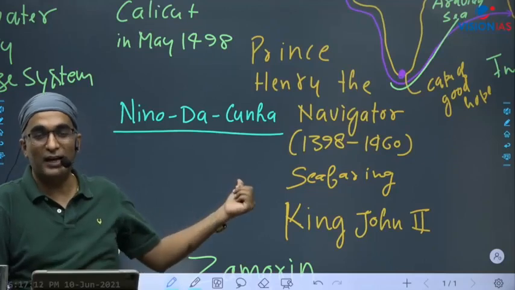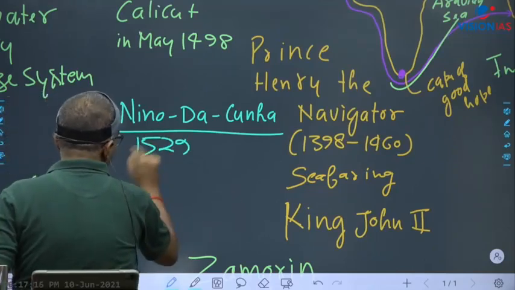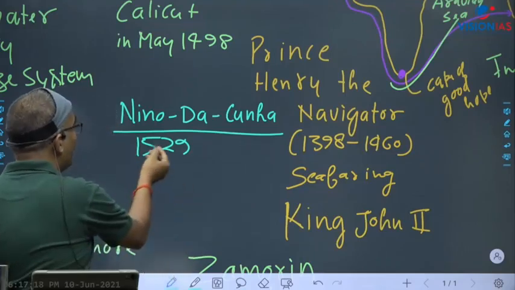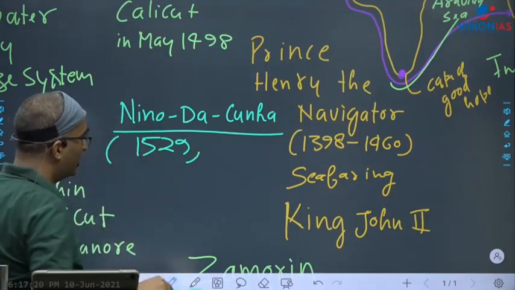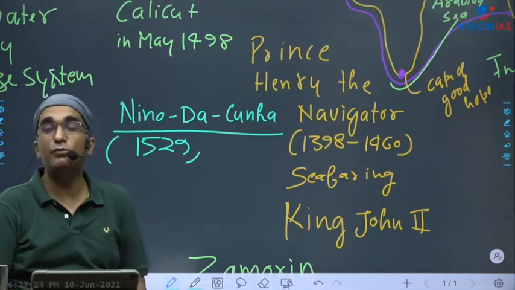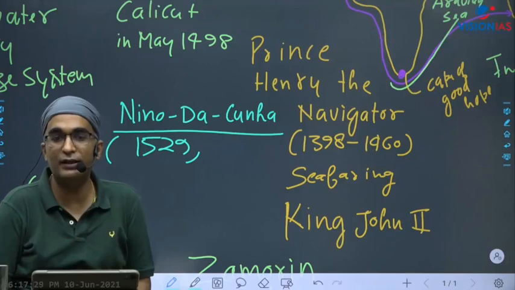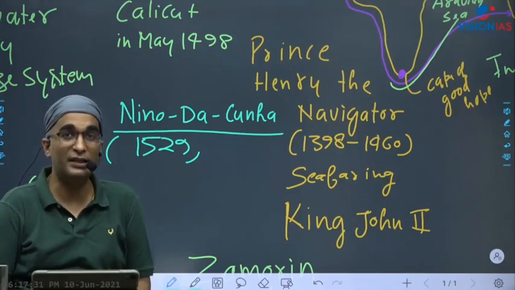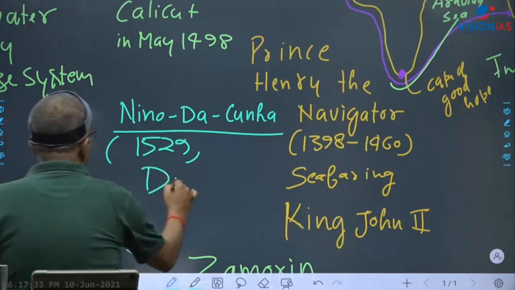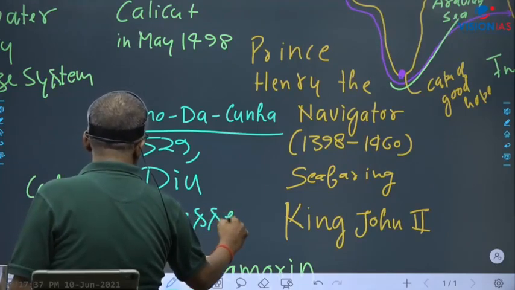So, he was the last viceroy. He was appointed. He was not the last viceroy for our study. So, in 1529, he was appointed the Portuguese viceroy in India. And then he acquired two more very important areas in India for the Portuguese. And these areas were Diu and Basin. So, he acquired Diu and Basin.